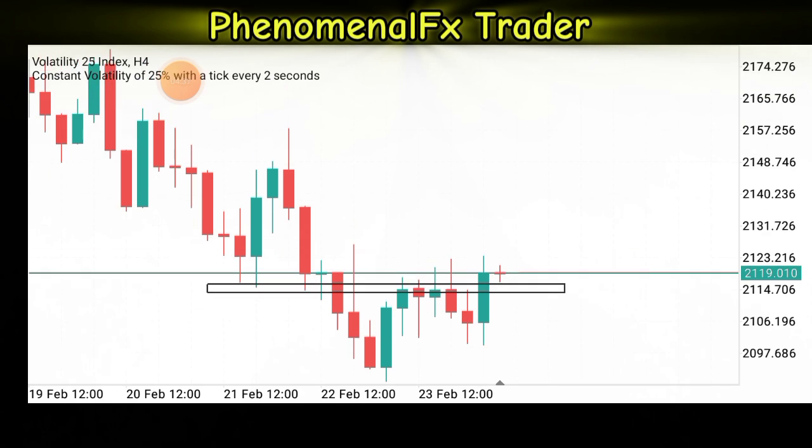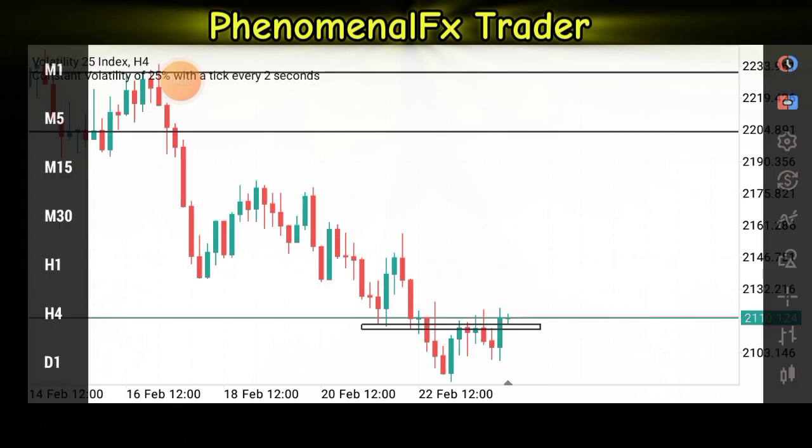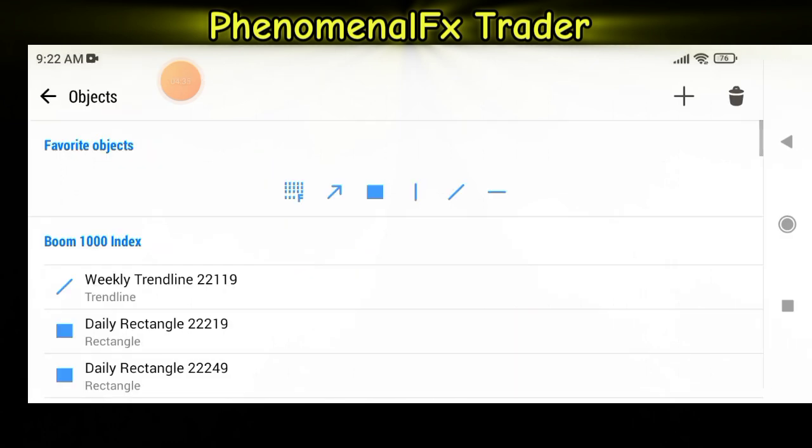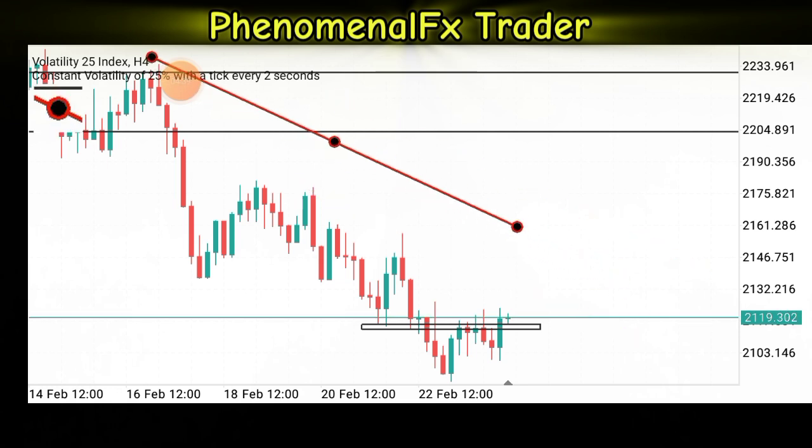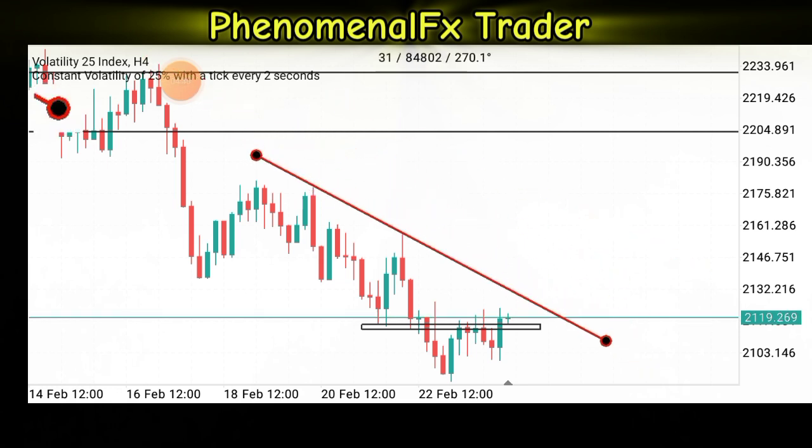All right, so let's go down to the 1-hourly. Meanwhile, let me just draw a trend line before we go to the 1-hourly time frame. All right, let me just use these two lows to draw my trend line.